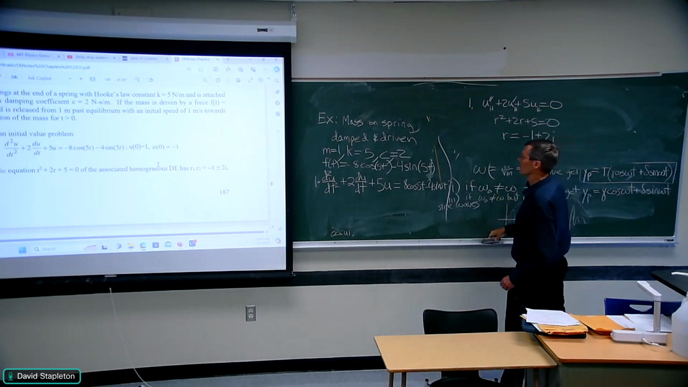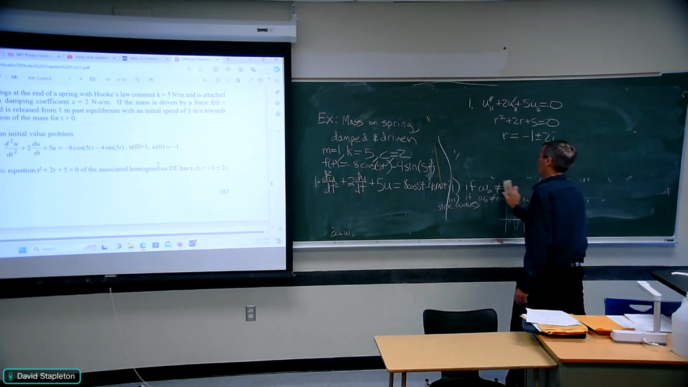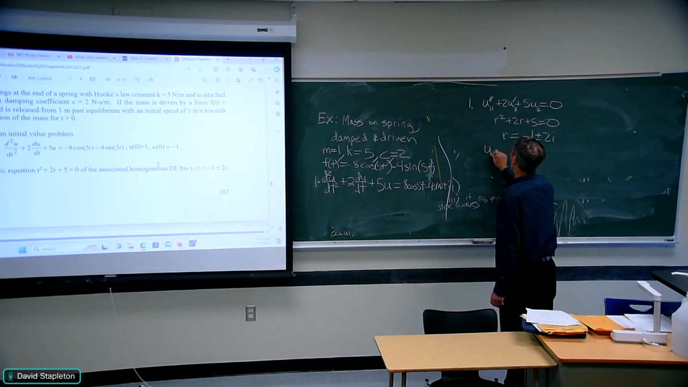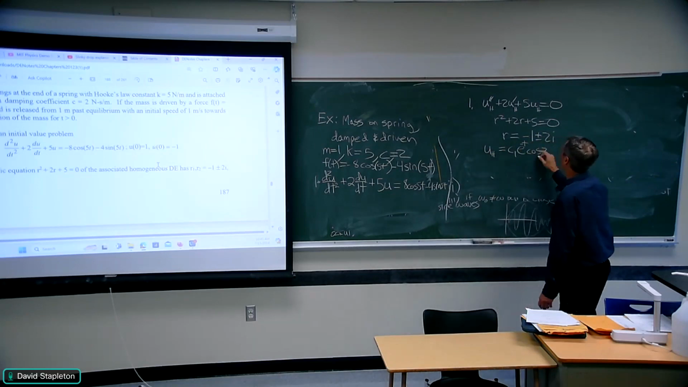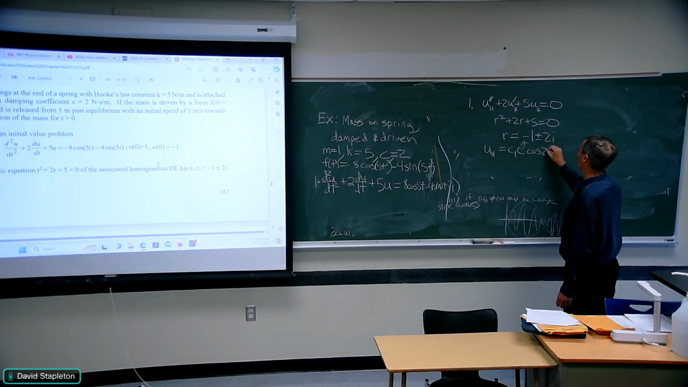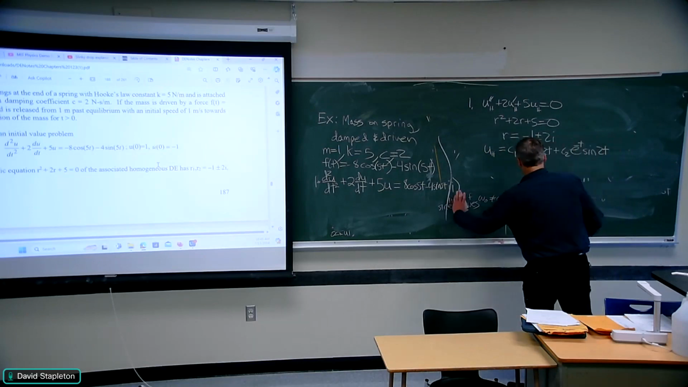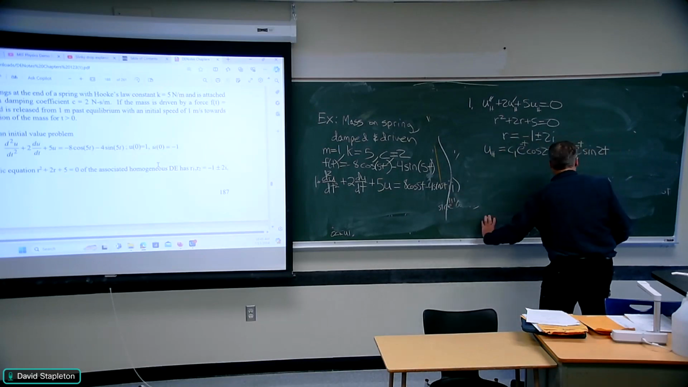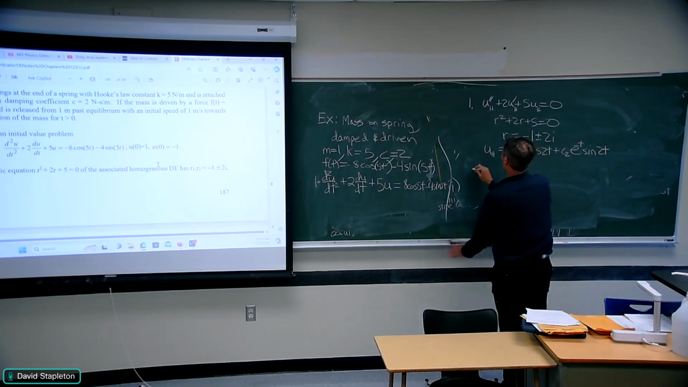And so I find out the homogeneous problem, the motion of the mass if I weren't driving it, would be c1 e to the minus t cosine 2t, that is, e to the alpha t cosine beta t, plus c2 e to the minus t sine beta t. That would be the solution if I weren't driving. But now I have to take into account there's a particular solution added on because I'm driving it. And I'll say u p comes from, by the table.